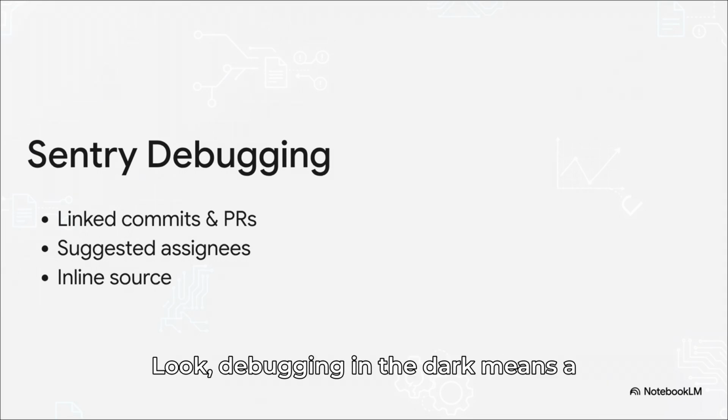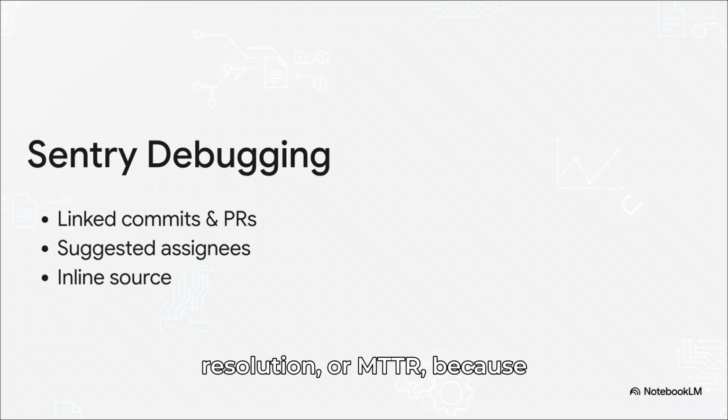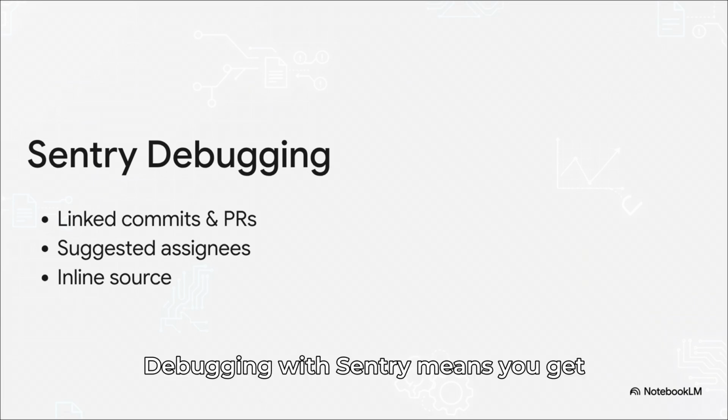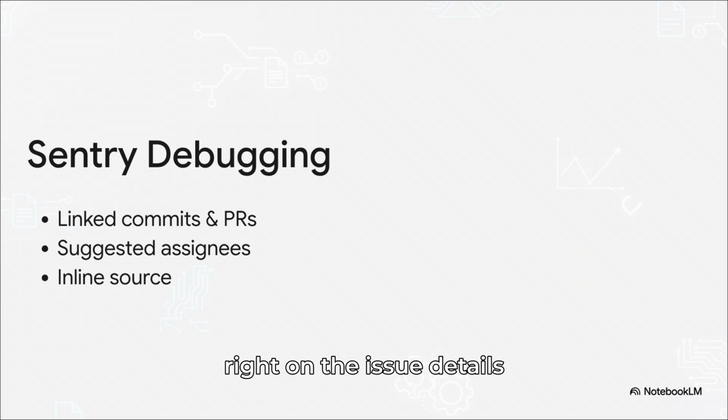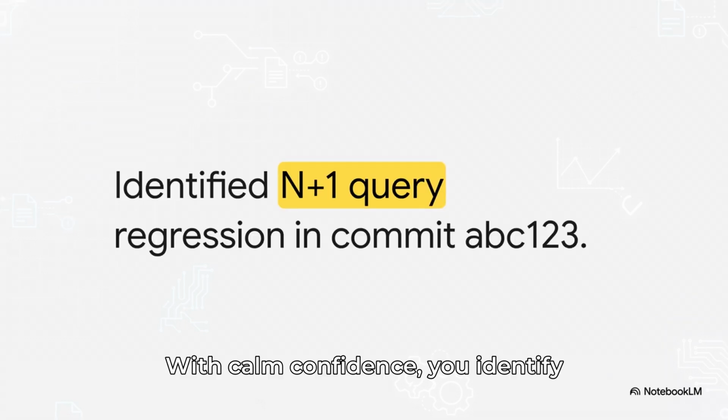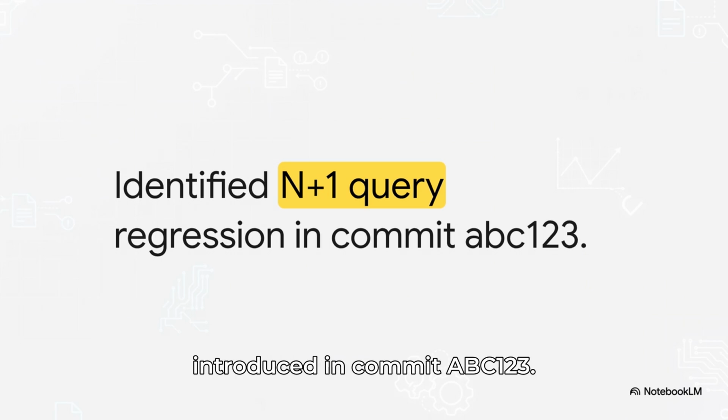Look, debugging in the dark means a horribly high mean time to resolution, or MTTR, because you're manually trying to correlate a spike in your APM tool with the timestamps of recent CI/CD pipeline runs. Debugging with Sentry means you get inline source context right on the issue details page. You can literally click Open this line in GitHub and jump straight from the stack trace right into your repo. So, with calm confidence, you identify that the 500 errors stem from a backend regression introduced in commit ABC123. This lets you instantly roll back or just push a hotfix.